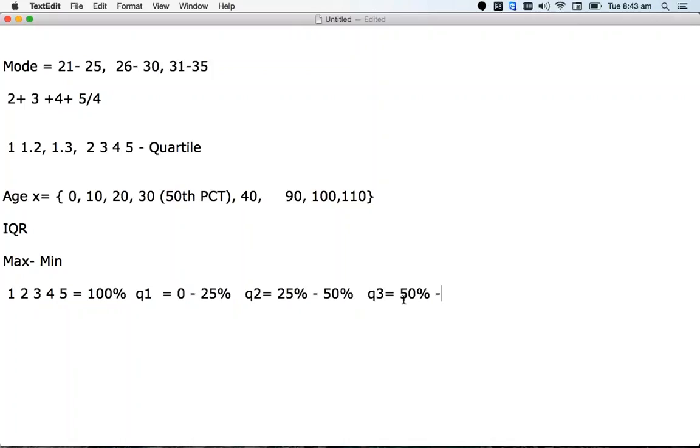So 50% to 75% of the data is quartile 3, and the rest is quartile 4. The rest, we don't care about. You may have 10 values or 15 values; at the end of the day, once you divide a set into four equal parts, we have Q1, Q2, Q3. So interquartile range, IQR, is equal to Q3 minus Q1. This is important. This formula is important, guys. Q3 minus Q1 is nothing but the interquartile range. So I just want to find the range in the middle spread of the data. Got it. That is called the interquartile range.